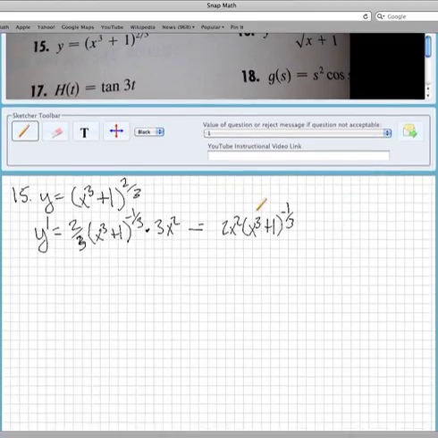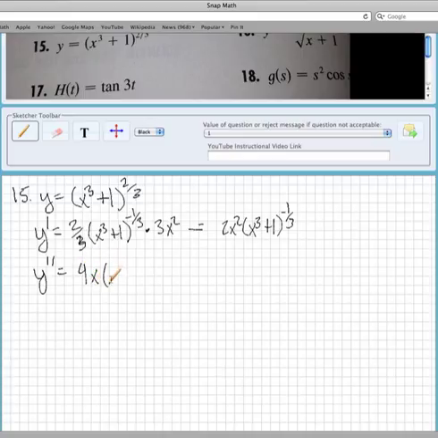Okay, now we're going to take the second derivative again, except we're going to have to use the product rule and the chain rule. So from here, using the product rule, it's going to be the derivative of the first times the second function plus the derivative of the second times the first. So the derivative of the first is going to be 4x times x to the 3rd plus 1 to the negative 1/3.